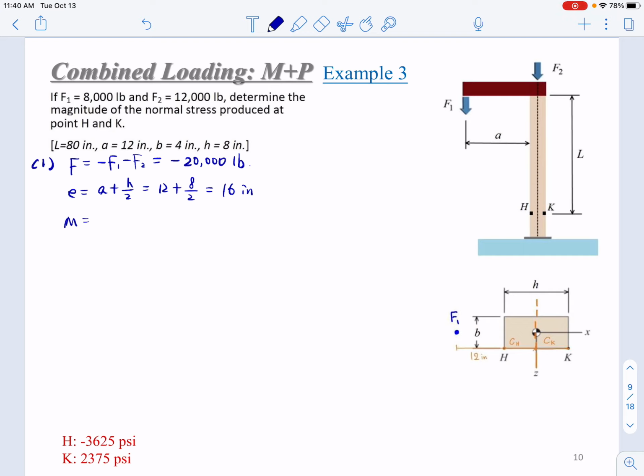So the M equals F1 times E. That is 8,000 times 16. That is 128,000 pound inch.